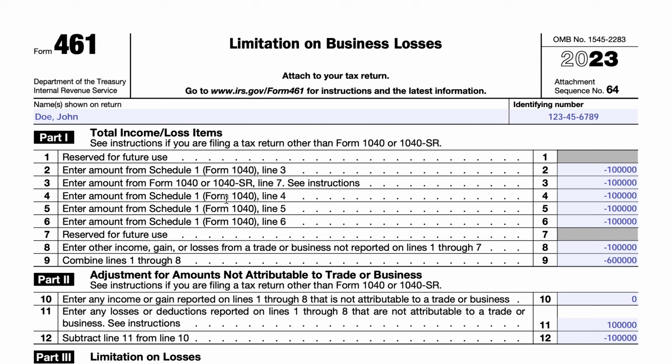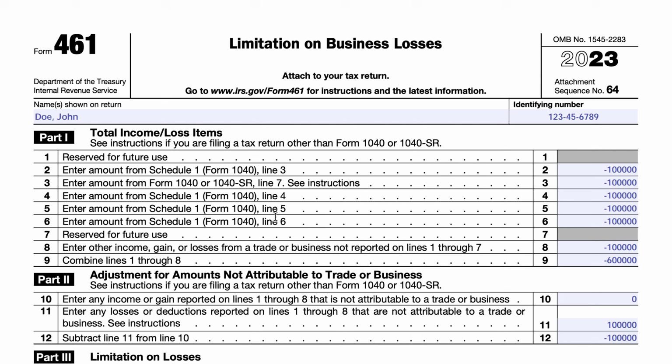So in line 4, we're going to enter the line 4 amount from Schedule 1. This is basically gains and losses from the sales or disposition of business property specifically. So you would find that on IRS Form 4797. So you may have a situation where you've sold personal assets or some sort of assets on Schedule D, and then the business portion of that would be reported separately on Form 4797.